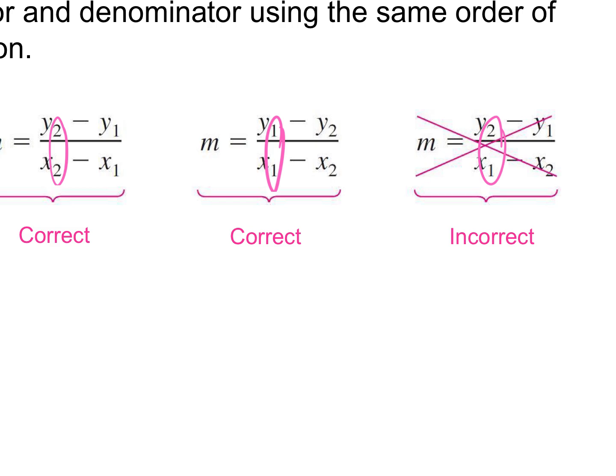If you start with the second point for the y, you've got to start with the second point for the x. So you just have to make sure you're consistent. So the order doesn't matter. That's why it doesn't matter which one you label as your x1 or your x2. Just make sure you're consistent with it.